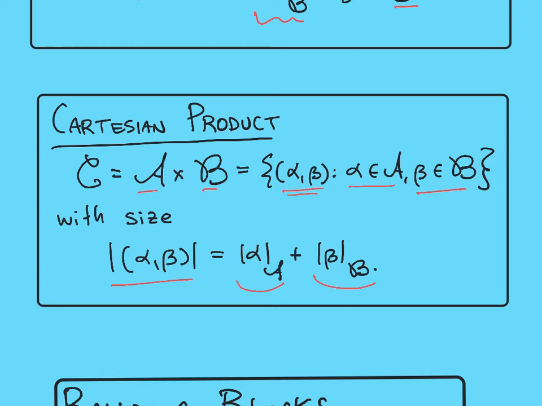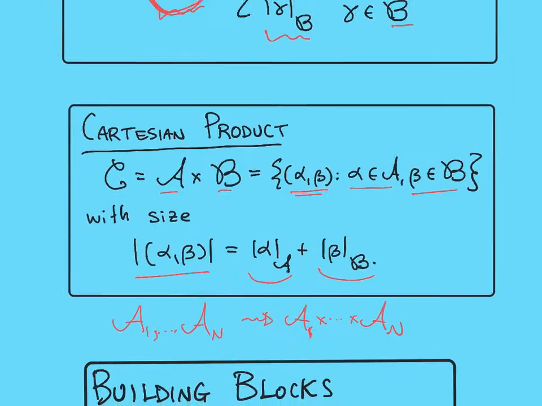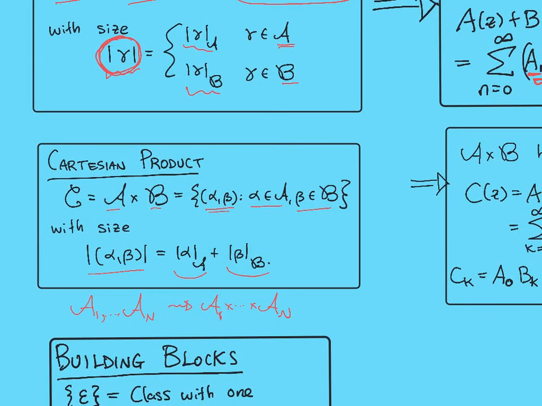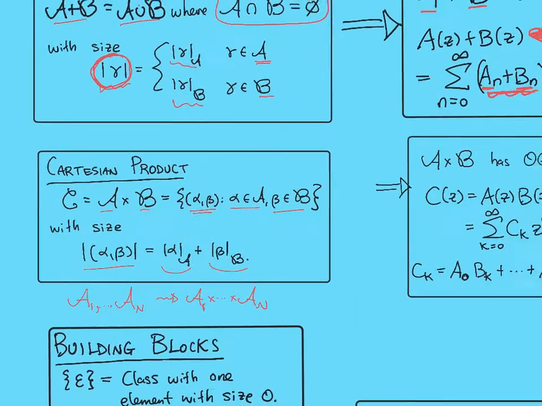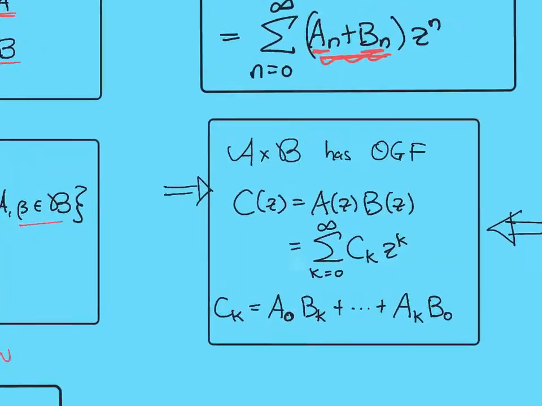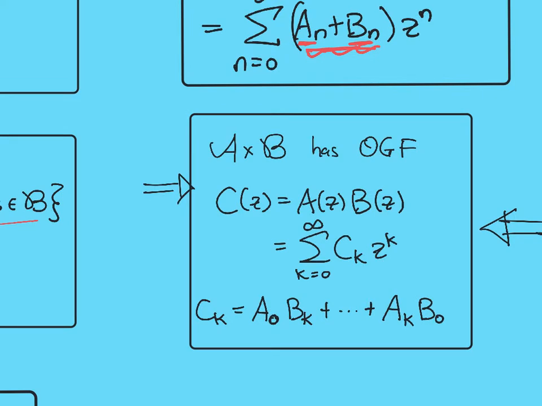I should point out also that if you have finitely many combinatorial classes, you can also form their n-fold Cartesian product. And in a similar way, you do the size function just by adding the sizes of the components. Okay, so how does the Cartesian product affect power series? Well, I claim that the Cartesian product has ordinary generating function given by just the product of the power series. So C of z will be the product of these.